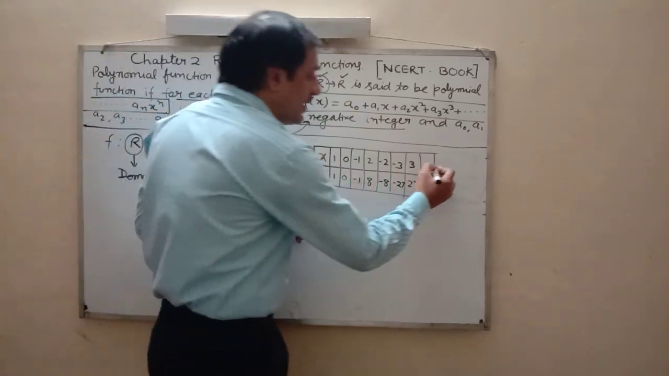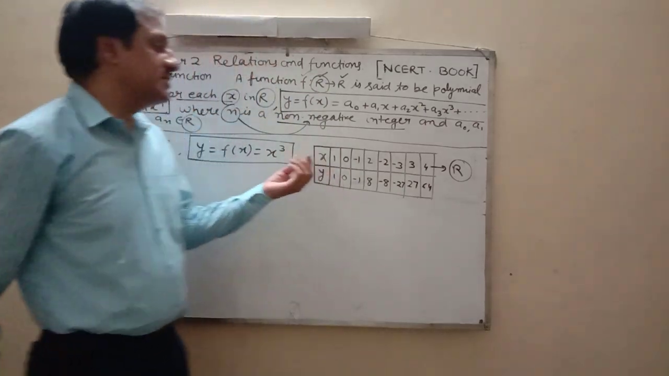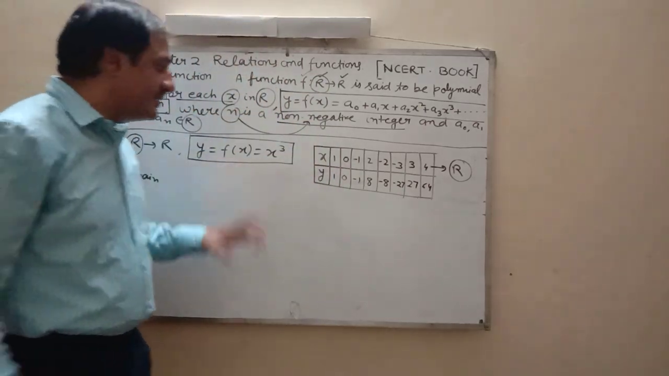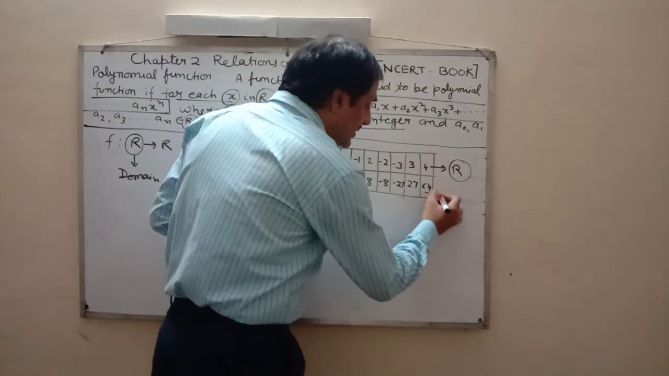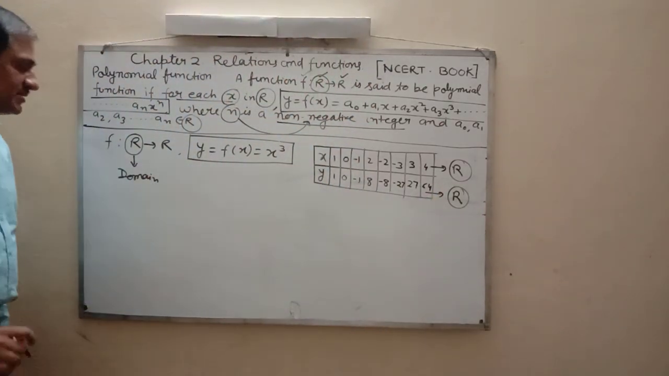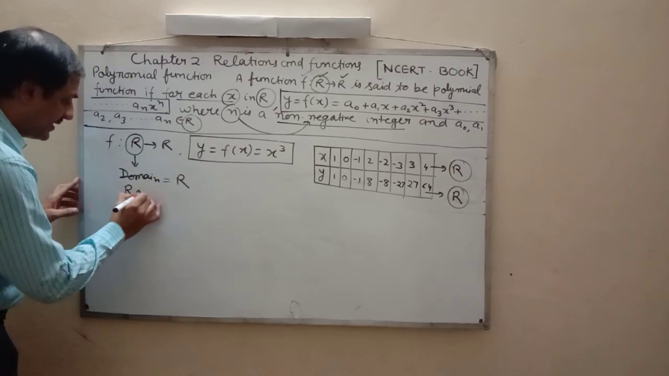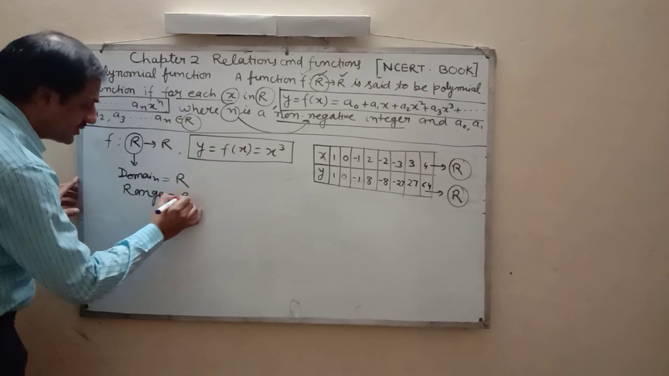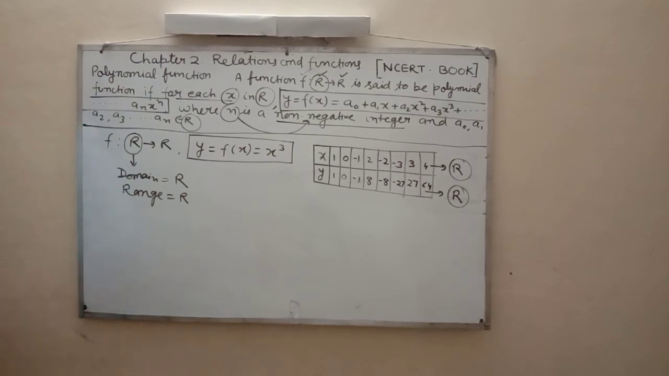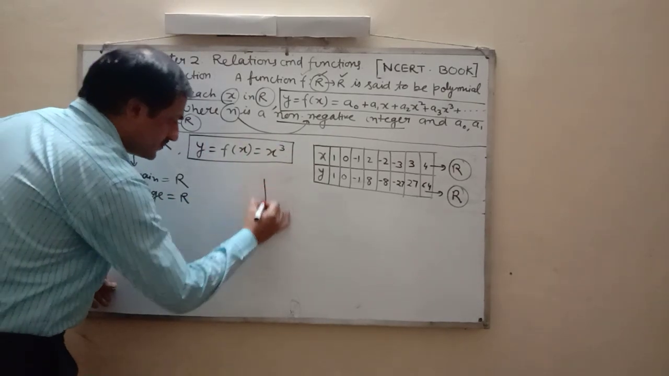It means the domain of the cubic function is always the set of all real numbers, and the range is the set of all real numbers. So the domain is equal to the set of all real numbers, and the range is also the set of all real numbers. Now I am going to draw the graph of this function.